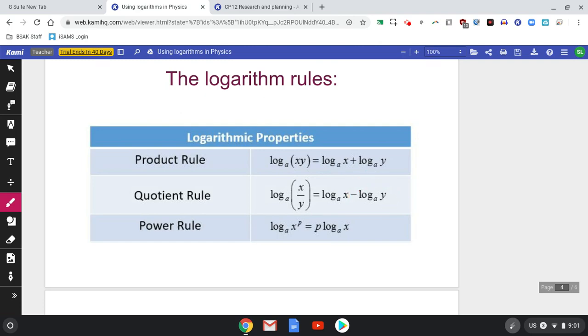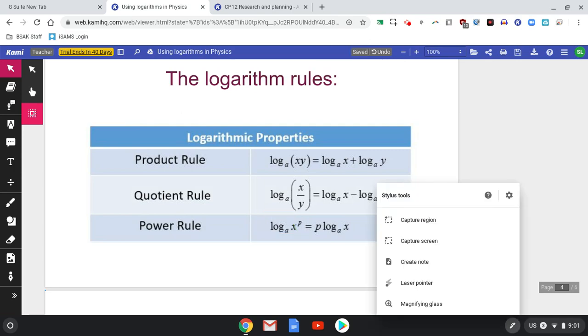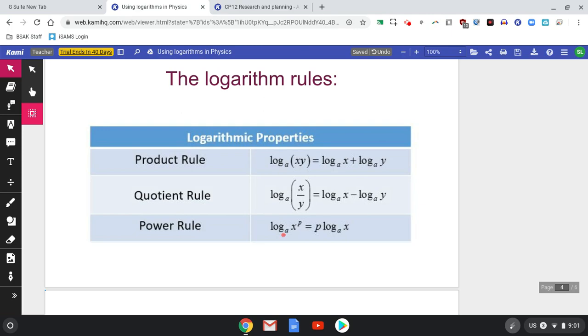Make sense? The quotient rule, similarly, the logarithm of x over y is log x minus log y. The second rule that you use in physics. And the third one is called the power rule. Now, log of x to a power, okay, is you basically take the power down to the front. It's as simple as that. You literally just take the power and stick it at the front. Okay? So log of any base of x to the power of p is p log x. Make sense? That's called the power rule.